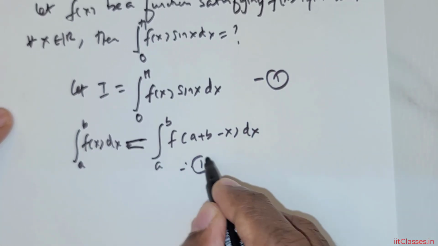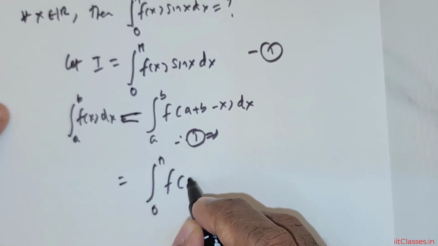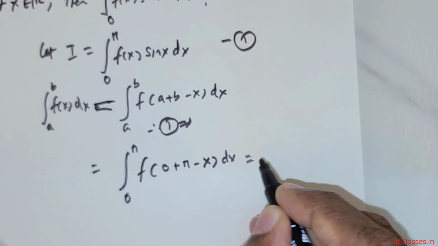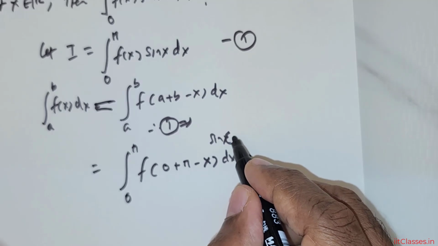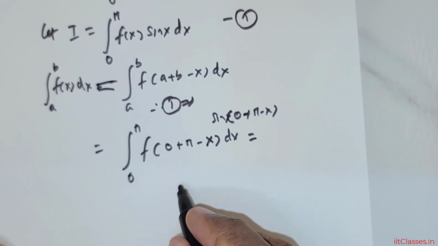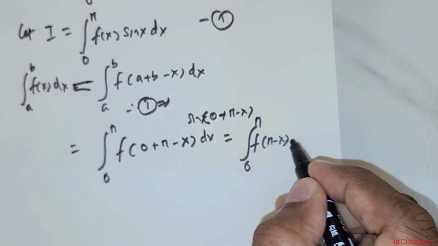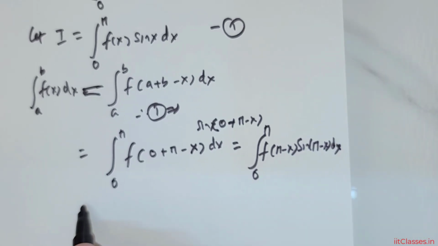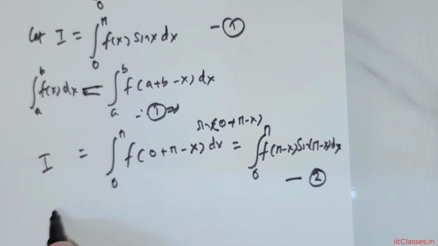Using this in 1, 1 can be rewritten as the integral from 0 to π of f(0 + π − x) dx. Of course there should be sin x there. So in sin x also it's going to be f(0 + π − x). Let me rewrite this: the integral from 0 to π of f(π − x) times the sine of (π − x) dx. Let me take this as 2. This is equal to I on the left side.